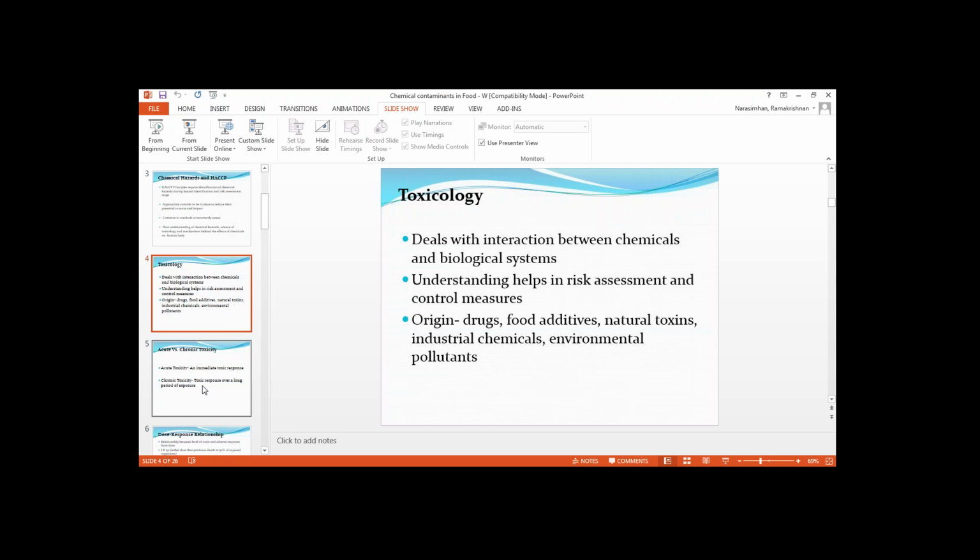So what is a biological system? Your body is your biological system. So interaction between chemicals and your body system is the study of toxicology. The origin of these chemical substances can be from several sources. It could be from pharmaceutical drugs, pesticides, industrial chemicals, food additives, and could also be from natural sources as well.